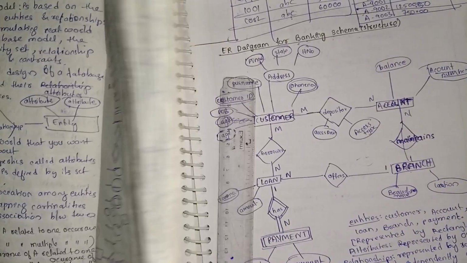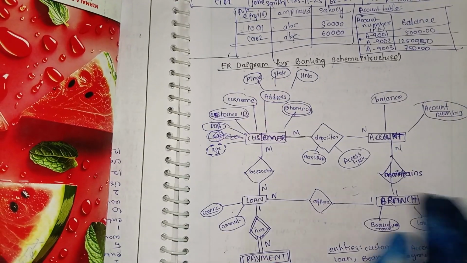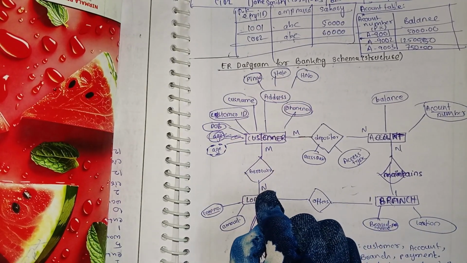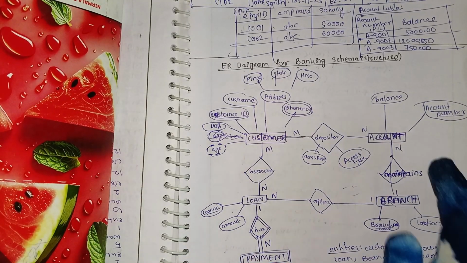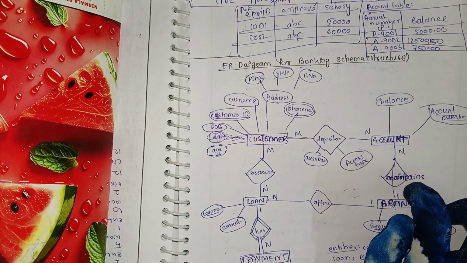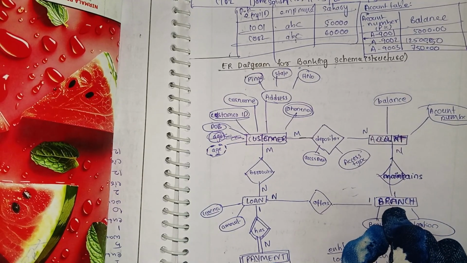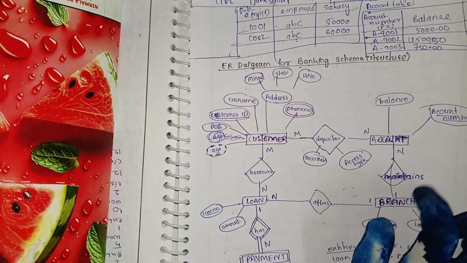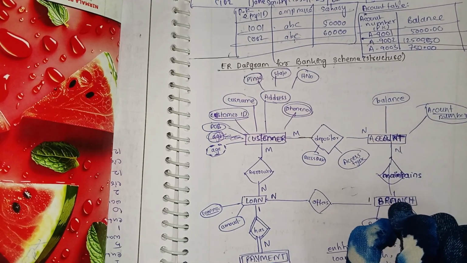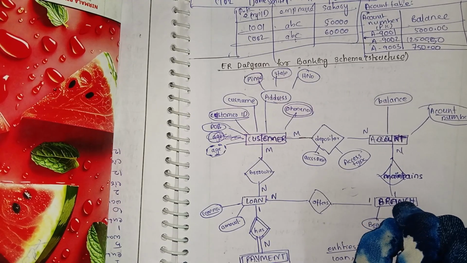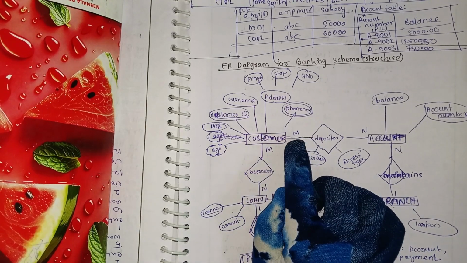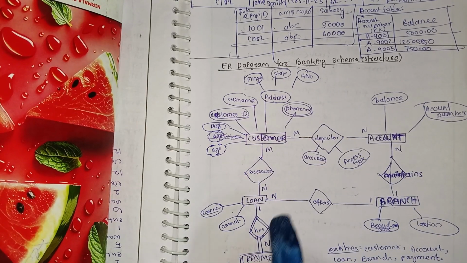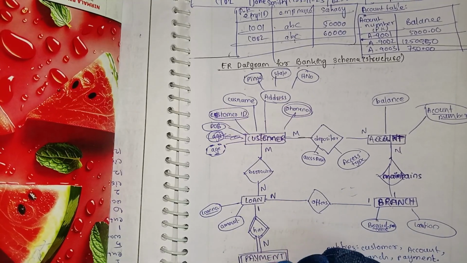So as we can see here, a many to many relationship is there, and a many to one relationship is there. We will say that the relation between account and branch is many to one, not one to many, because it is readable from top to bottom, not bottom to top. And here we will say many to many and many to one, not one to many.